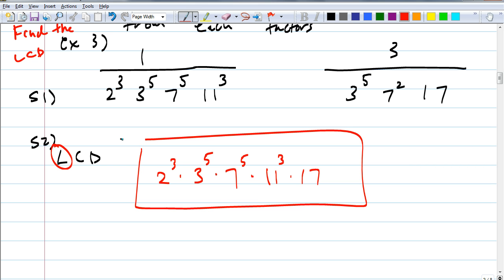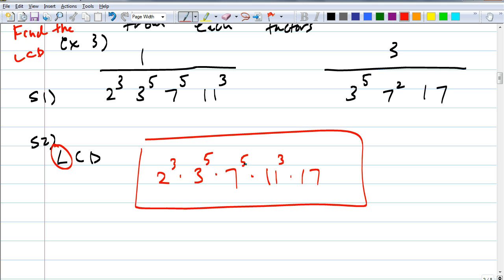Kobe asked a really good question. So right here, if I chose 7 to the 2nd power instead of 7 to the 5th, wouldn't that give you a smaller denominator? Isn't that better? Not quite. Does anybody know why we can't choose 7 to the 2nd? Why do we have to choose the higher exponents instead of lower?